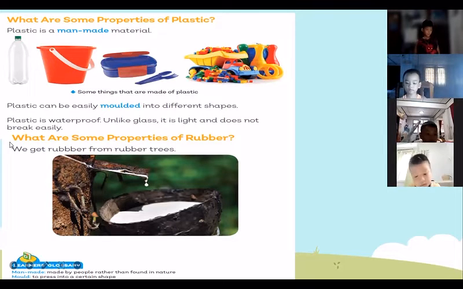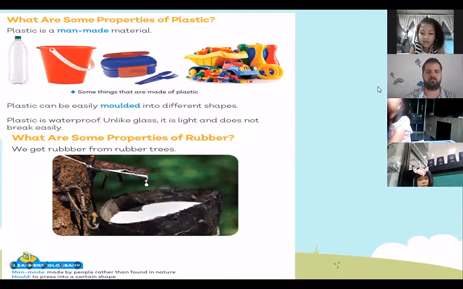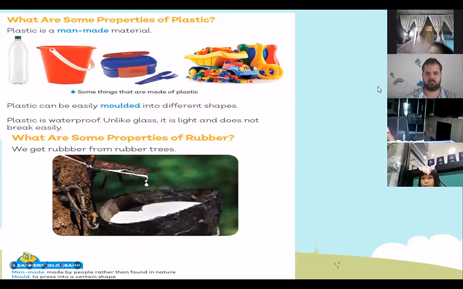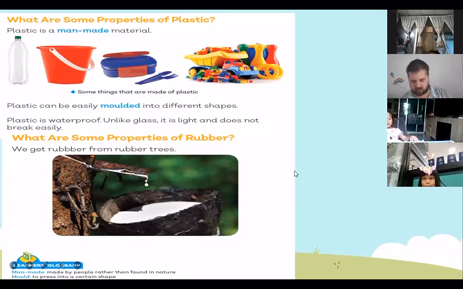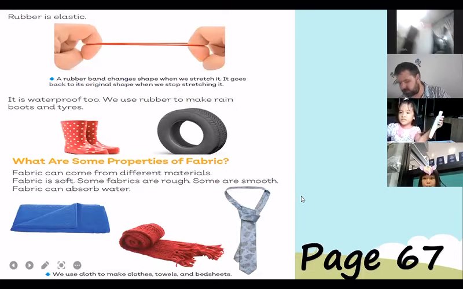Okay. We're almost done. Next one. There are some properties of rubber. So rubber comes from trees. You get rubber from trees. Did you know that? Okay, so rubber comes from trees. We're going to go over to 67.